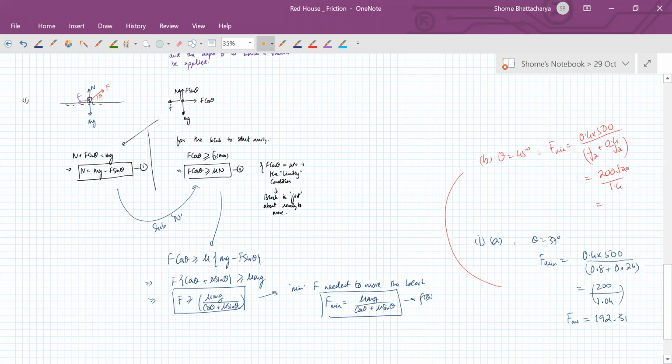So you can approximate root 2 as 1.4. So this is approximately 200 only. So for theta equal to 45, you can see the minimum force required has changed quite a bit. If I'm applying the force at 45-degree angle, then the minimum force I need to apply is about 200 newtons. If I'm applying it at 37 degrees, then the minimum force I need to apply is less than that. It is about 192.31. Okay. You can see that if I apply it at different kind of angles, I require different amount of force to move the block.